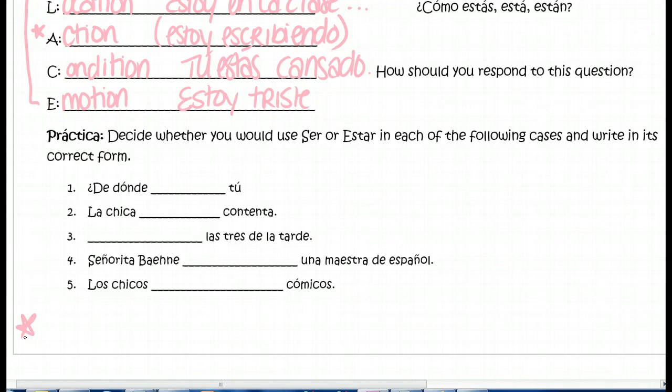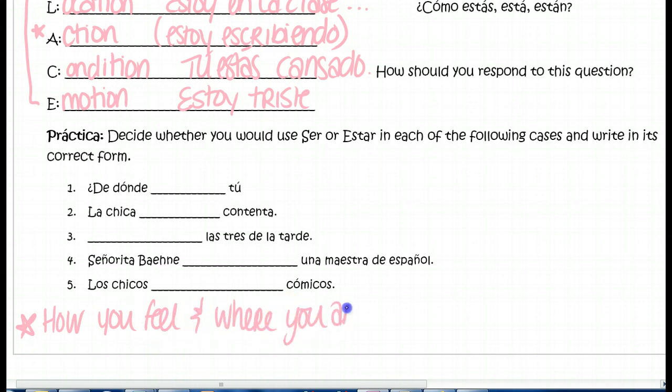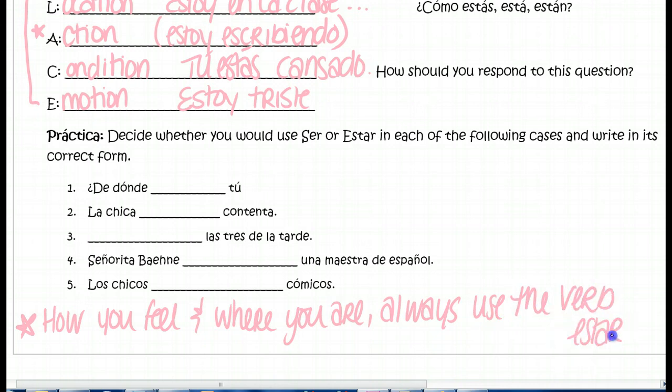How you feel and where you are, always use the verb estar. So if it's not a feeling or an emotion or a location, then it's generally going to be the verb ser. So maybe this will help you a little bit.